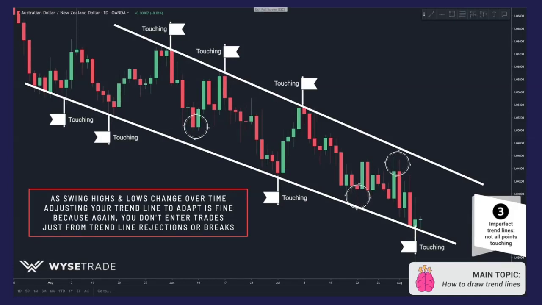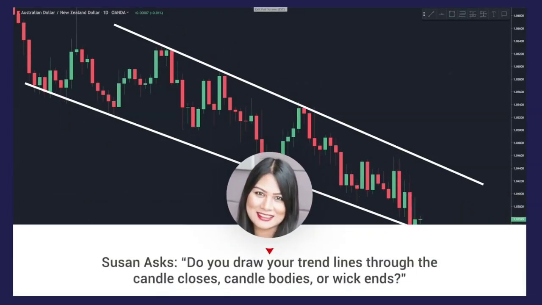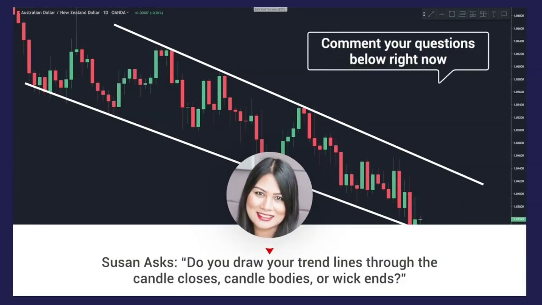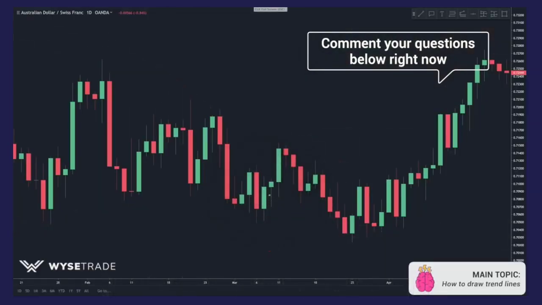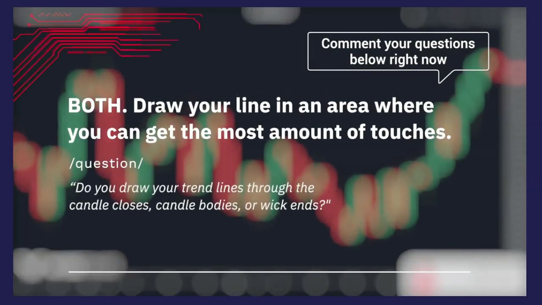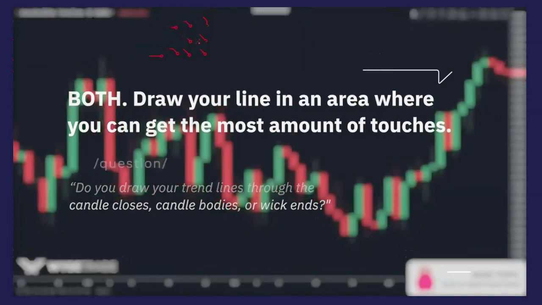Now this leads us to a question we often get asked, which is, do you draw your trend line through the candle closes, candle bodies, or wick ends? At this point, you should already know the answer, which is to draw your line in an area where you can get the most amount of touches, meaning the line you draw will hit both wicks and candle bodies depending on the trend you are looking at.